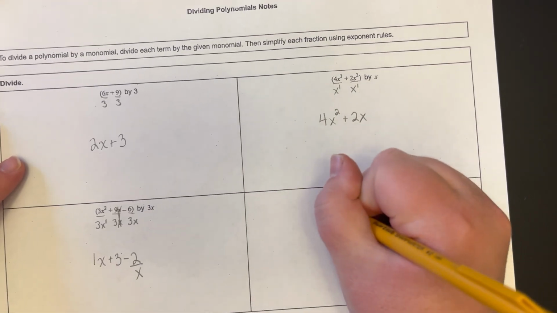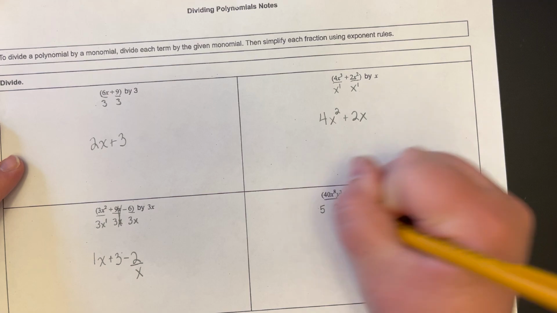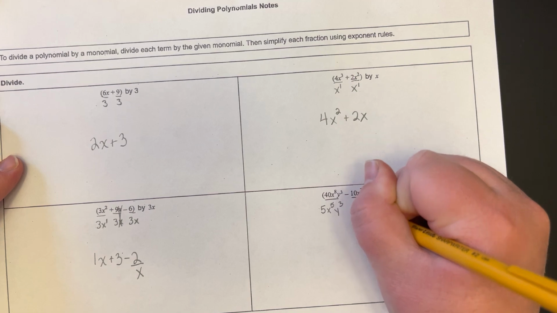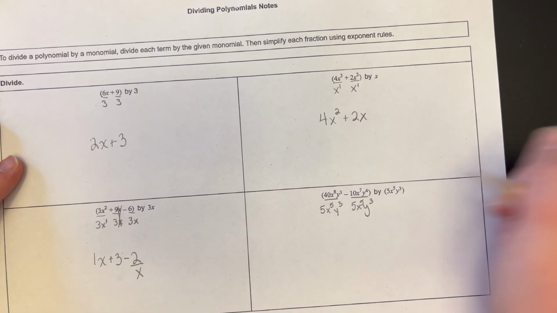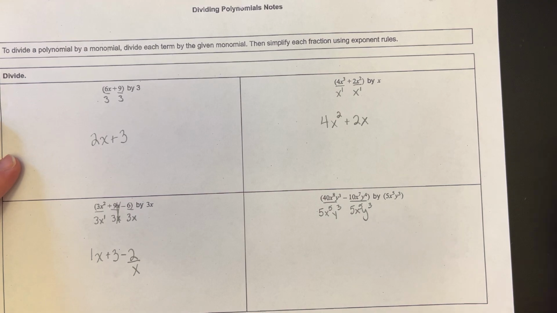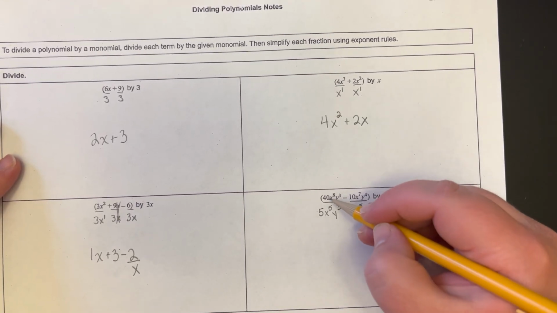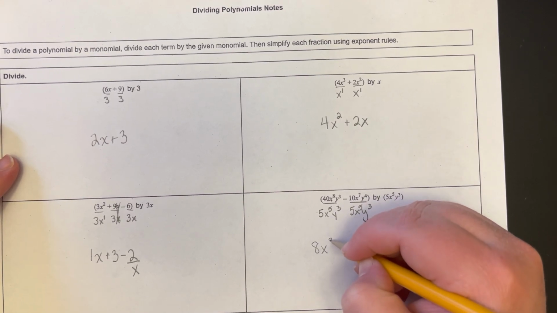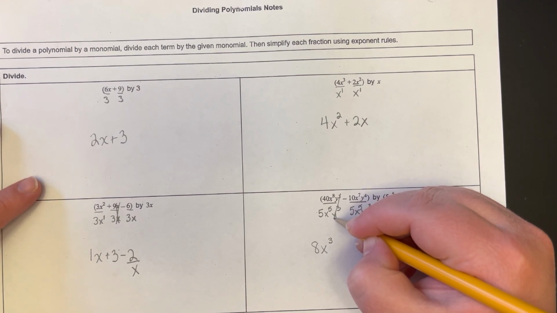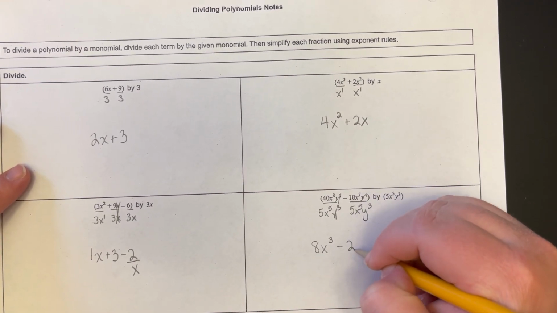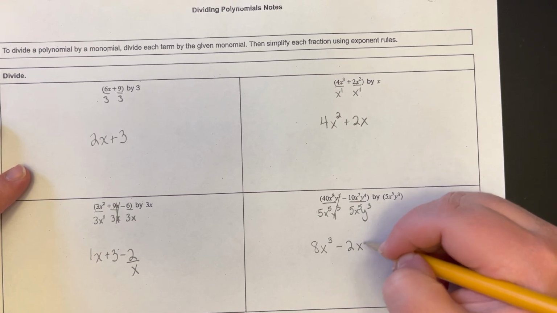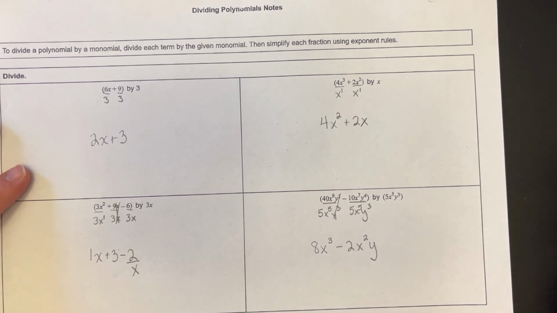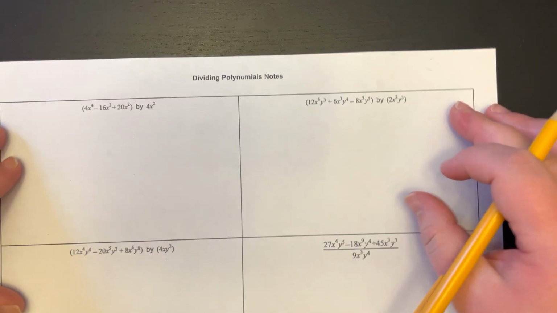All right, this next one here, I'm dividing both terms by 5x to the 5th, y to the 3rd. Don't let the fact that there are different bases or multiple letters scare you. It's just one base at a time, like always. 40 divided by 5 is 8. X to the 8th over x to the 5th is x to the 3rd. And then the y thirds cancel because they are the same. Then negative 10 over 5 is negative 2. X to the 7 over x to the 5th is x squared. Y to the 4th over y to the 3rd is just y to the 1st. And that's it. Let's try a few more.